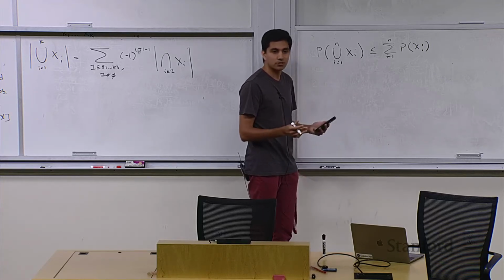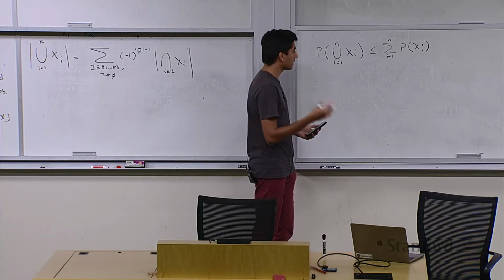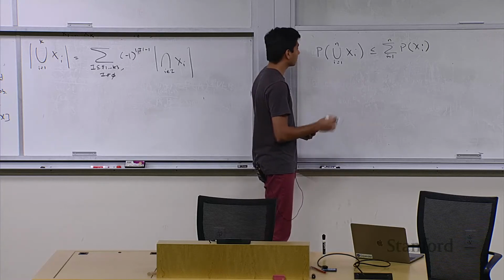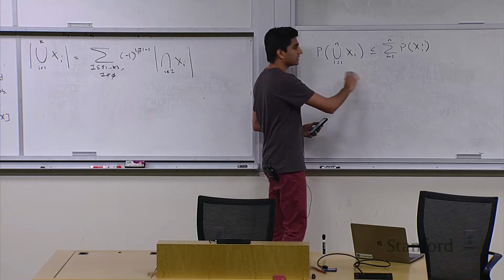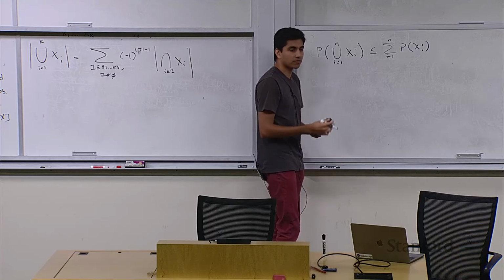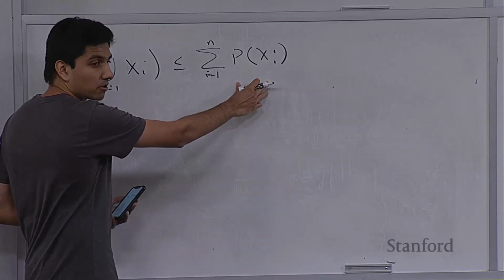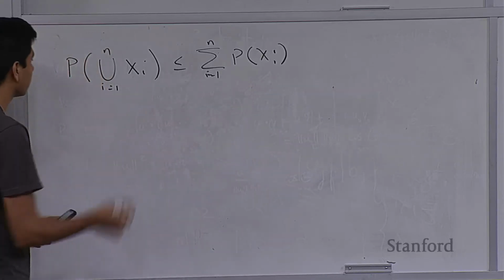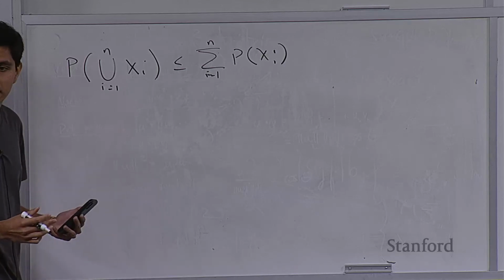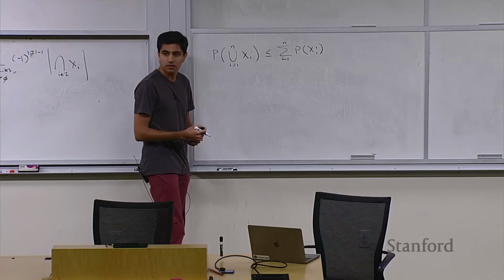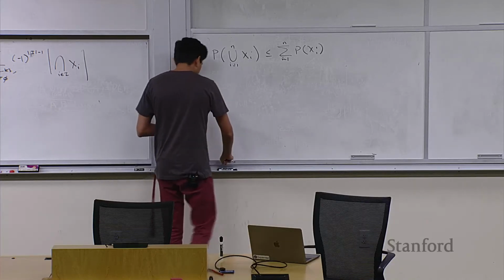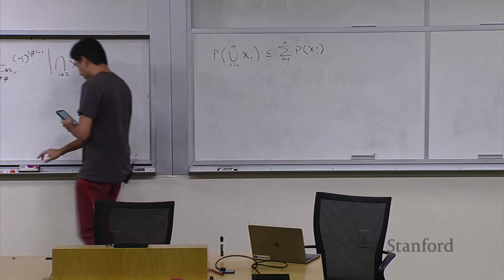But the general intuition that I think is important to understand is that all we're doing here is not worrying about all the intersections and overlaps and just dealing with the sum of the probabilities of all of the x_i. Does that make sense to everybody? Does anybody have any questions so far? Excellent. So let's move on to the next thing.